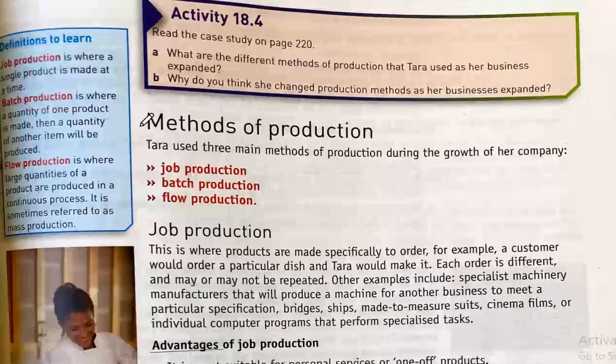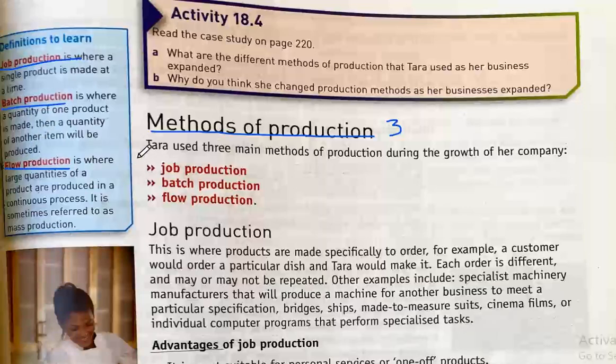Here, miss, we have methods of production. We have 3 methods of production: job production, batch production, and flow production. Starting with job production, where only a single product is made at a time. So we're only doing one product at a time.